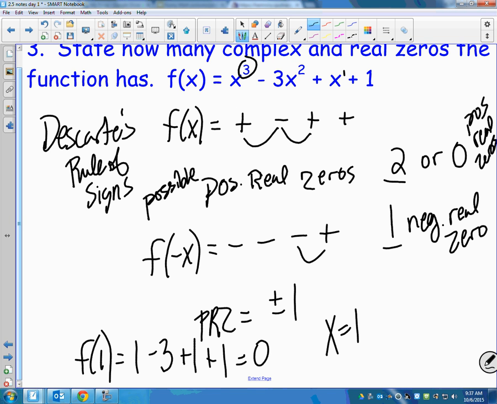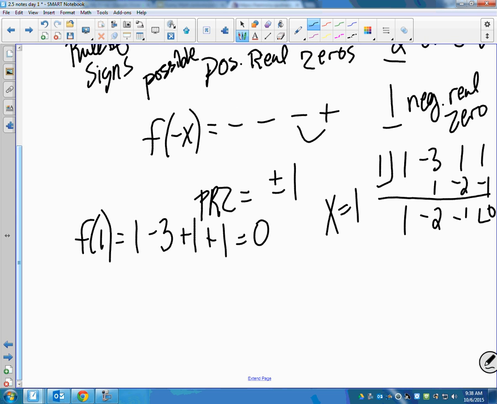Let's say you didn't know that. You didn't realize it. Then you have to do just what you did on the last test. You have to divide this out and look at what's left. So if I divide this out by negative 3, 1, and 1, I'm left with x squared minus 2x minus 1. And you just have to solve that.